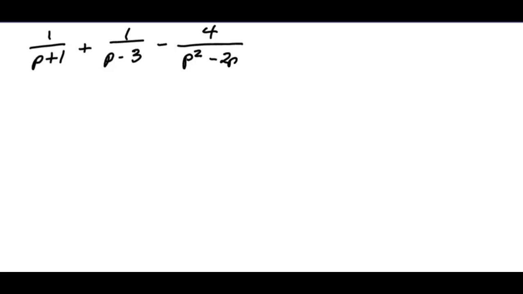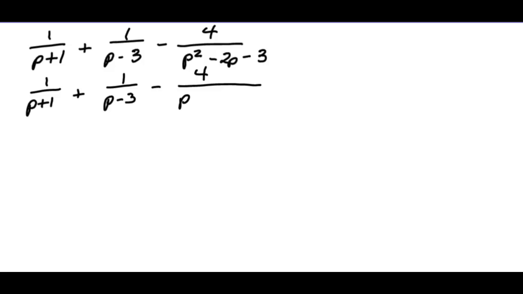minus 2p minus 3. Now in this particular case, what we're going to do is factor that trinomial in the third term. And so we'll copy everything else down again. Plus 1 plus 1 over p minus 3 minus 4 over. And when we factor that, what two numbers multiplied together give us minus 3, the difference of which is minus 2? What we get is p minus 3 times p plus 1.